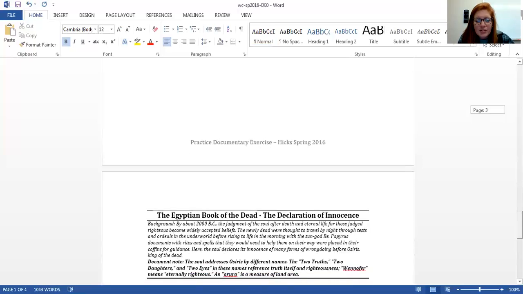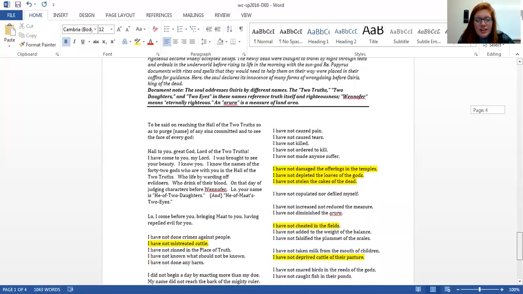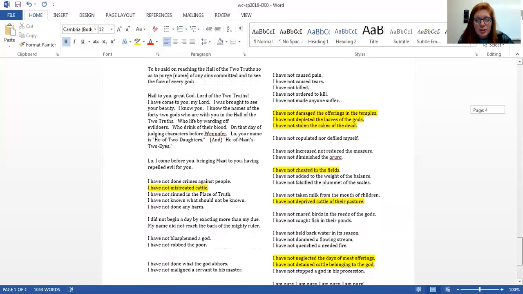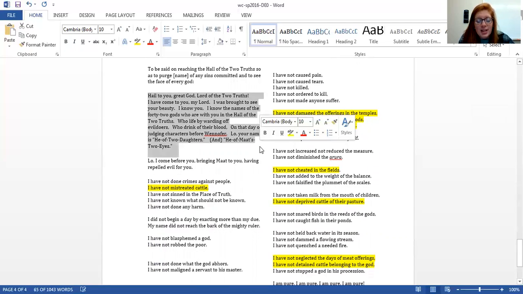So go down here, look at this document that's in the Egyptian Book of the Dead. So you're reading through here, and you kind of notice that in this whole section, the speaker seems to just be praising Osiris, who was the Egyptian god of the underworld. So that's what he's doing here.